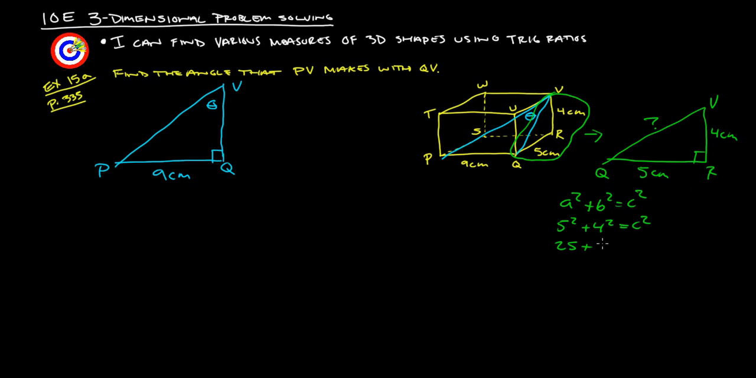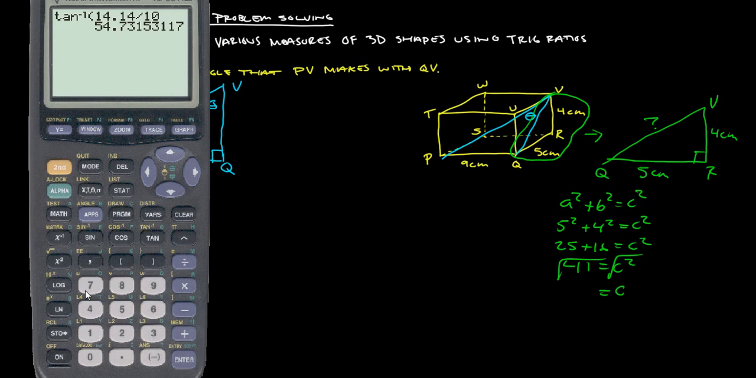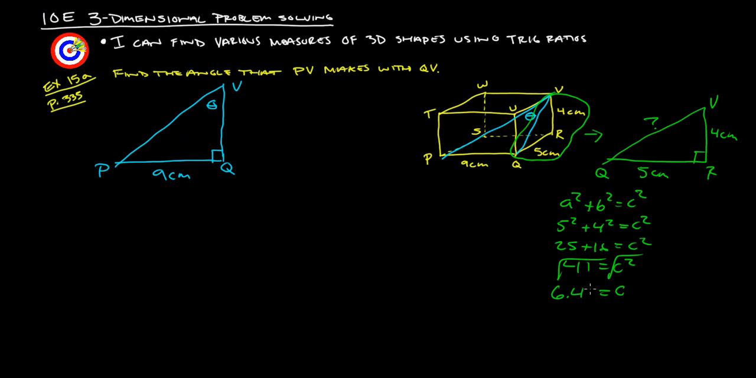So we get 25 plus 16. Add those together and we get 41. Square root both sides, and we get that C is the square root of 41, which is 6.40. So that's what this here is, the VQ. So that's what we're looking for there. So this can go right up there, and that's going to be 6.40 if we're getting real technical, centimeters.